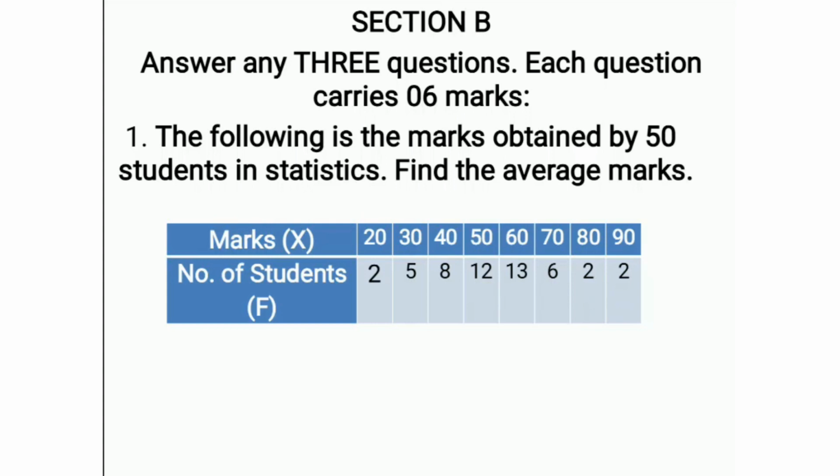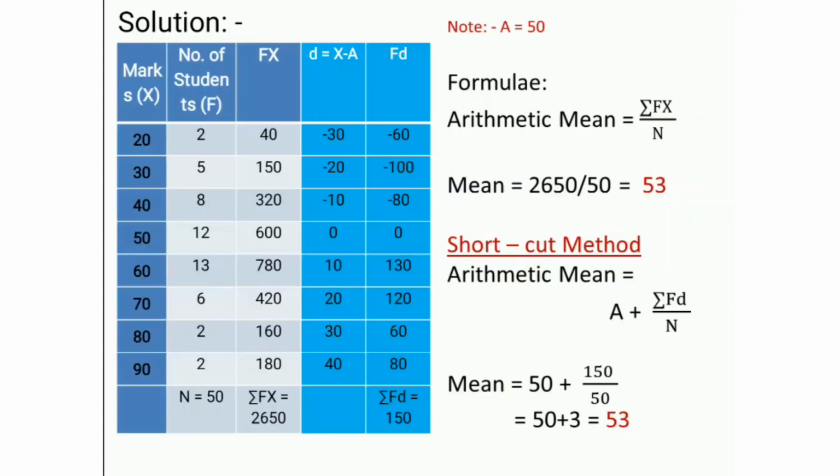So the question is simple to understand. 20 marks scored by 2 students, 30 marks scored by 5 students, 40 marks scored by 8 students. It goes on like that, and the highest mark is 90. There are 2 students who have scored 90 marks. The total number of students in the classroom is 50. So if you add this frequency, the number of students, the total will come to 50. So let us straight away go with the answer part.